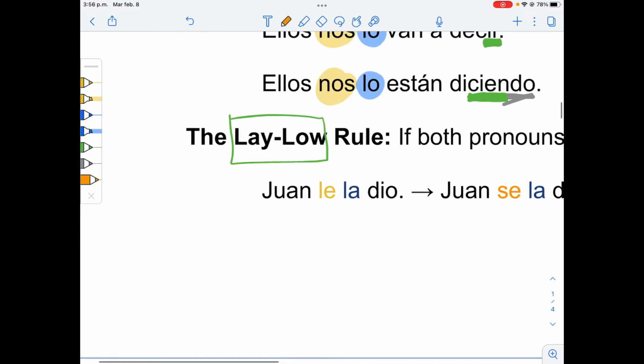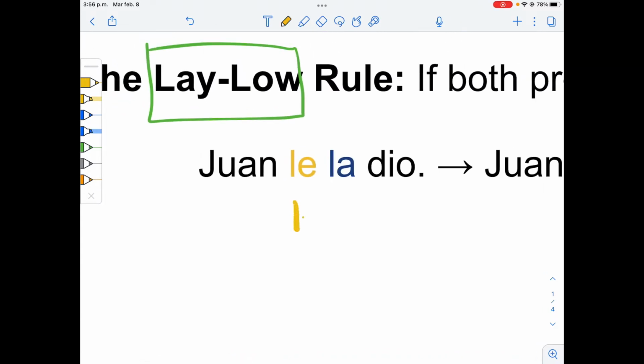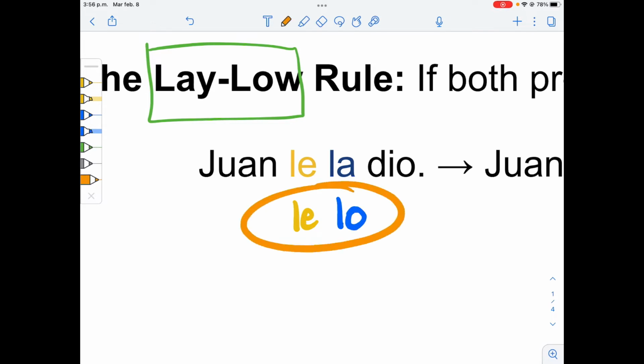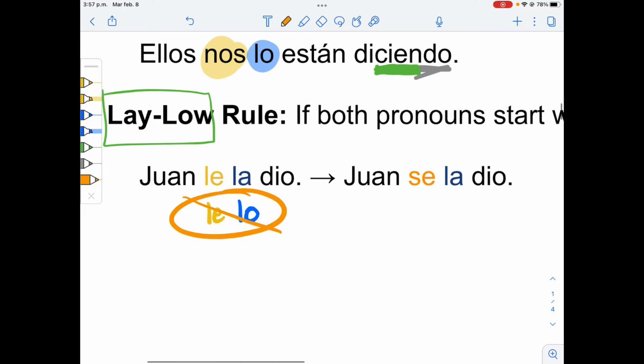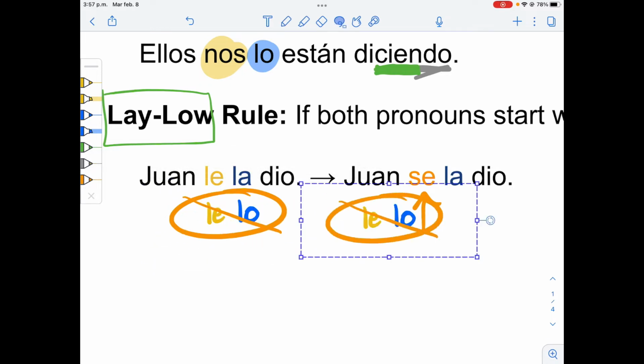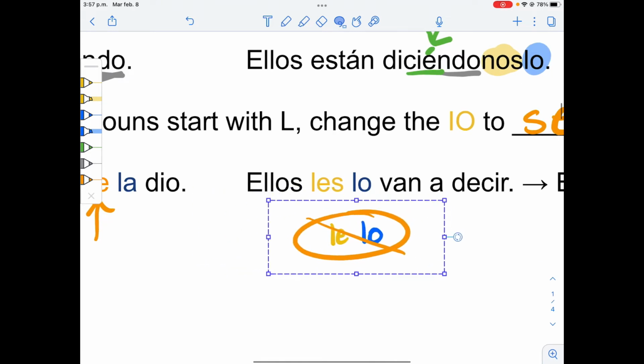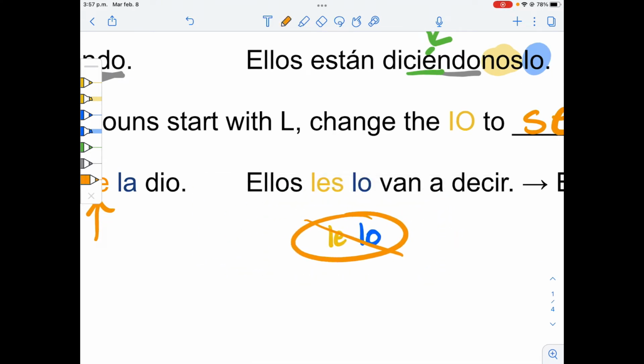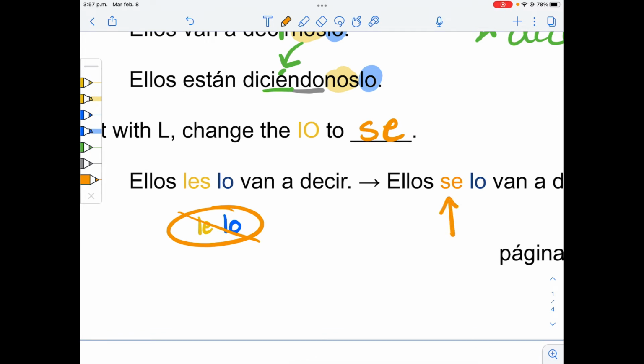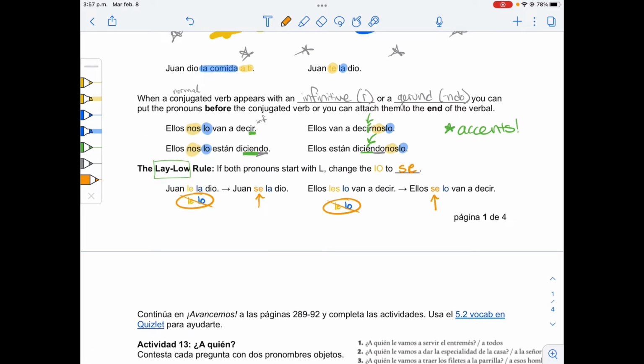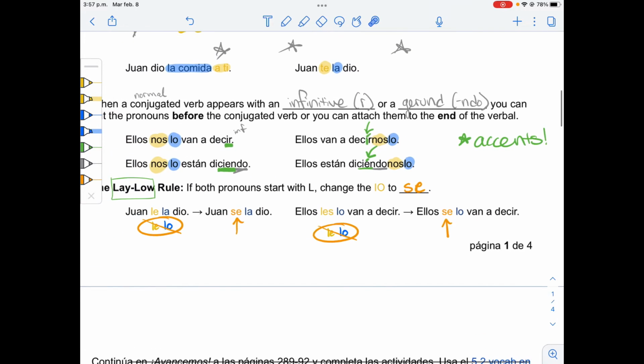Because if you have a case like lay low, that's not allowed. We do not lay low here. Okay? So instead of lay low, or in this case lay la, we change that lay to se. Still not allowed here. We have les lo. Ah, that's breaking the lay low rule. So we need to change that les to a se. So you need to lay low. But actually, don't lay low, because lay low is bad. So put se instead of lay or les.